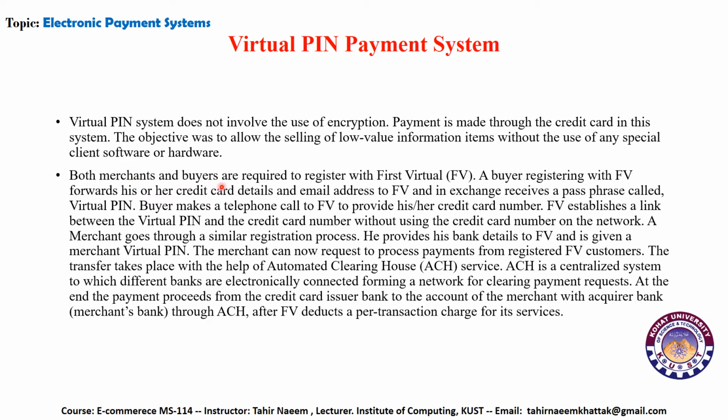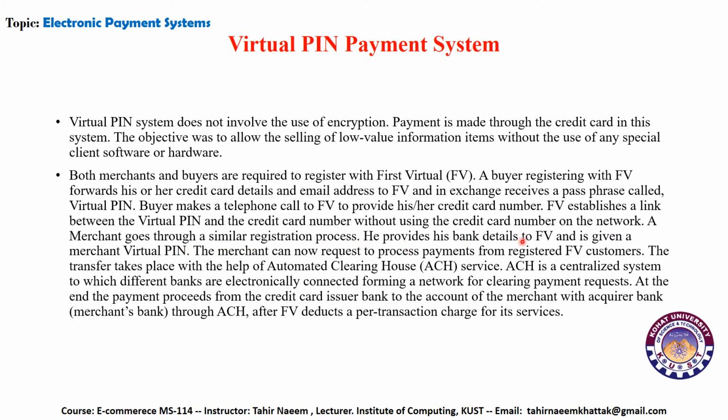Both merchants and buyers are required to register with First Virtual, or FV. A buyer registered with FV forwards his or her credit card details and email address to First Virtual and in exchange receives a passphrase called a virtual PIN. The buyer makes a telephone call to First Virtual to provide his or her credit card number. First Virtual establishes a link between the virtual PIN and the credit card number without using the credit card number on the network.